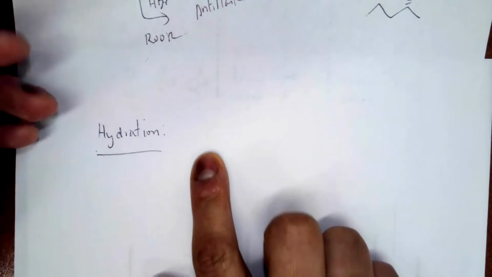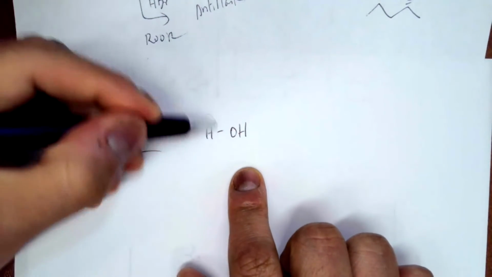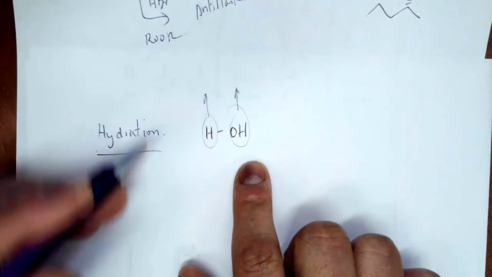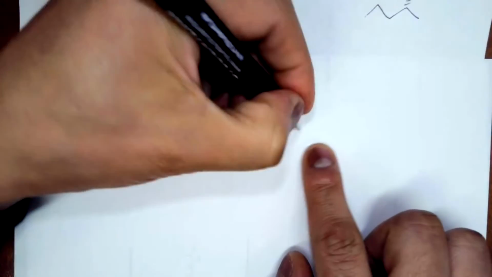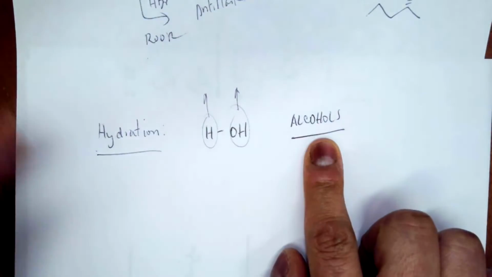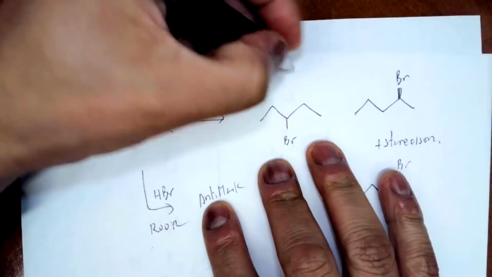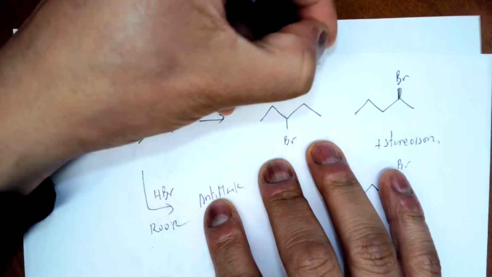Hydration reaction. The purpose of the hydration reaction is to add water to the alkene, right? H goes to one carbon and OH goes to the other one. So the goal of the hydration reaction is to make alcohols. Okay. What is the goal of hydrohalogenation? It is to make alkyl halides.